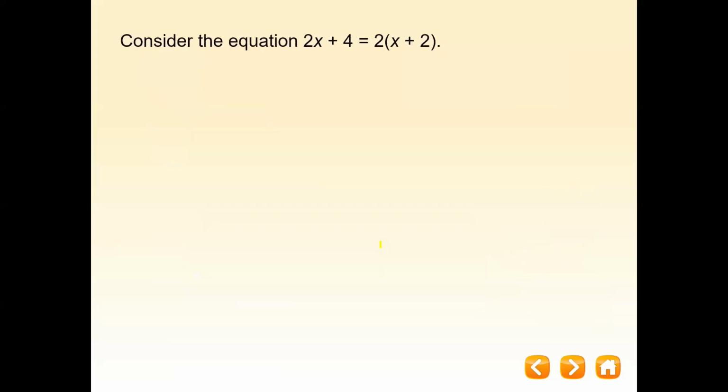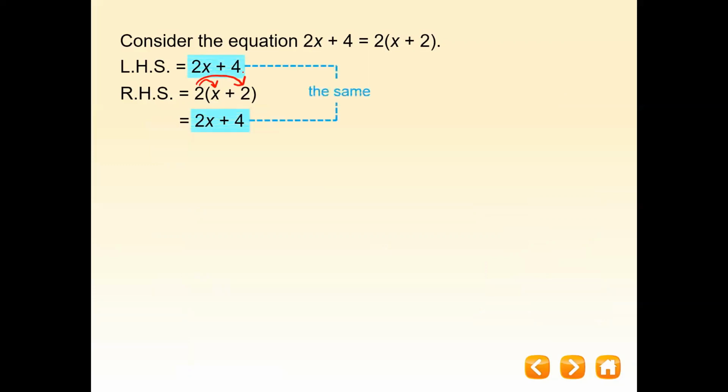Consider the equation 2x plus 4 equals to 2 times brackets x plus 2. Left-hand side equals to 2x plus 4. Right-hand side equals to 2 times bracket x plus 2. After expansion and removing the bracket like this, right-hand side equals to 2x plus 4. Now we see that left-hand side and right-hand side are all the same.